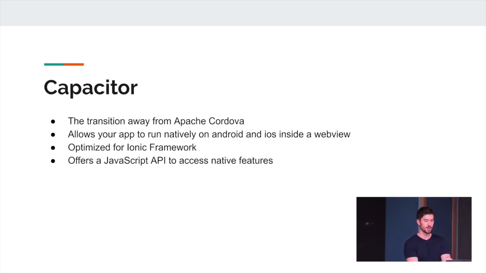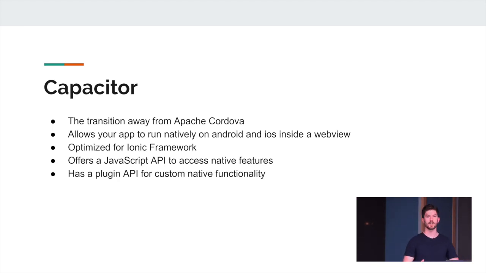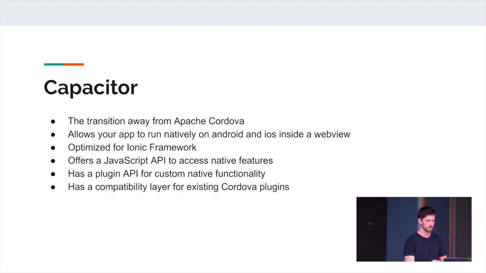It offers a JavaScript API to access native features like I talked about, like GPS and Bluetooth, the file system, flashlight, camera. It has a plugin API for custom native functionality. If you want to make your own plugins, you can do that. And it also has a compatibility layer with existing Cordova plugins.